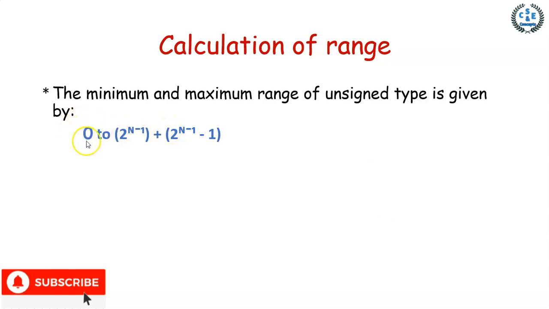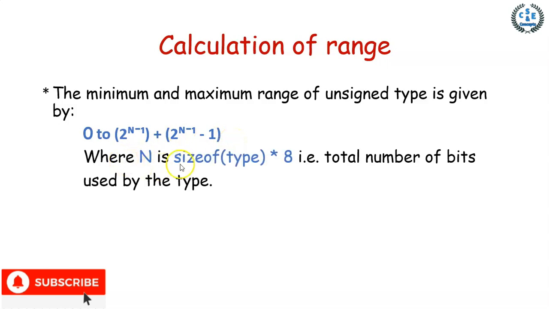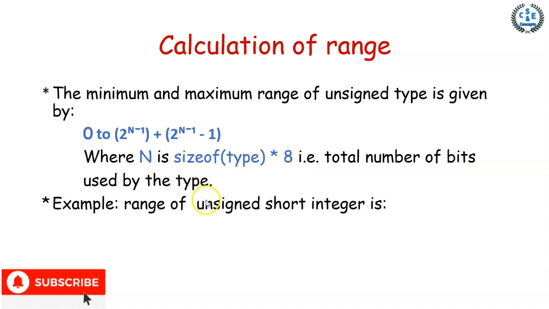Next, we will calculate the range for unsigned type, which supports only positive integers. So minimum value is 0 and maximum value is 2 power n minus 1 plus 2 power n minus 1 minus 1. So here also n is the total number of bits used by the type, and it is given by sizeof type multiplied by 8.